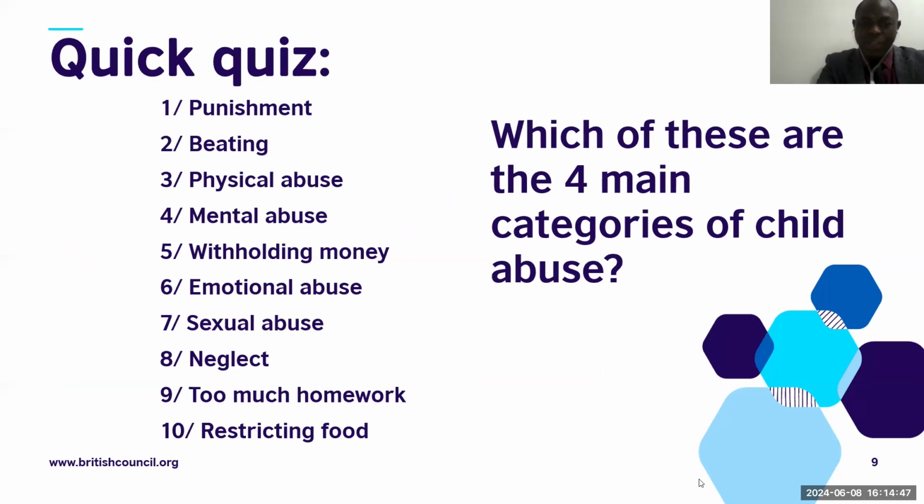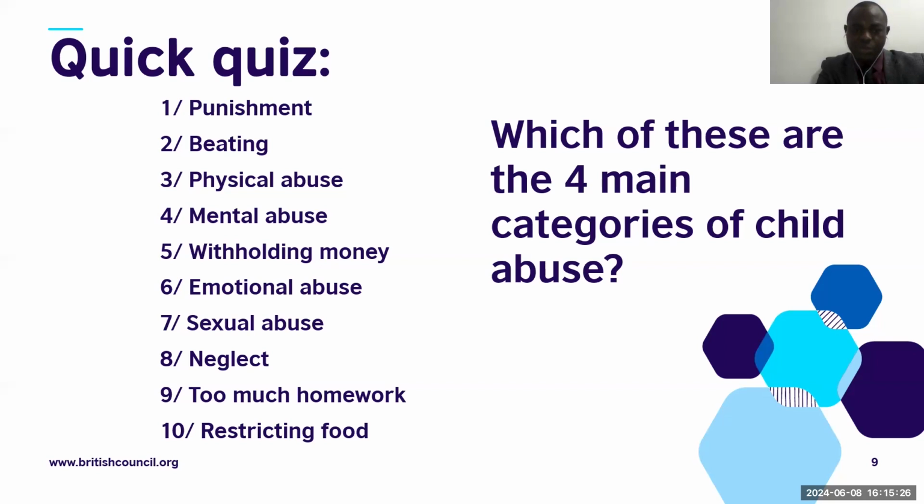We have the 4 major types of child abuse. This is a quiz. Can we mention them? We have punishment, beating, physical abuse, mental abuse, withholding money, emotional abuse, sexual abuse, neglect, and all that. Yes, Linda says 6 and 8. 6 is neglect, and emotional abuse, yes. Any other contribution? Which of these are the main categories of child abuse? There are 4 main ones.